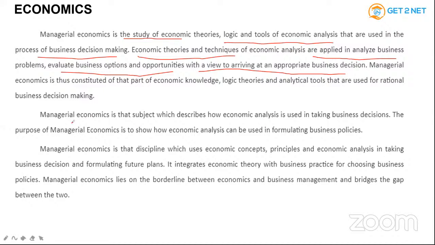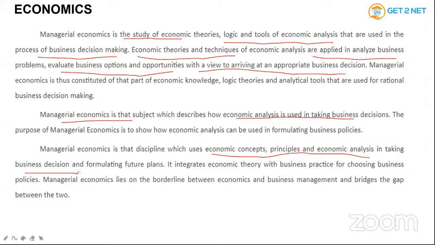Managerial economics is that subject which describes how economic analysis is used in taking business decisions. See, same thing they are saying. Simple, whichever the application of economic theories, tools of economic analysis in the decision making process is known as managerial economics. One more definition also I have written. See, at the bottom it is written, managerial economics is that discipline which uses economic concepts, principles, and economic analysis in taking business decisions. Same thing, different people have written in a different way.